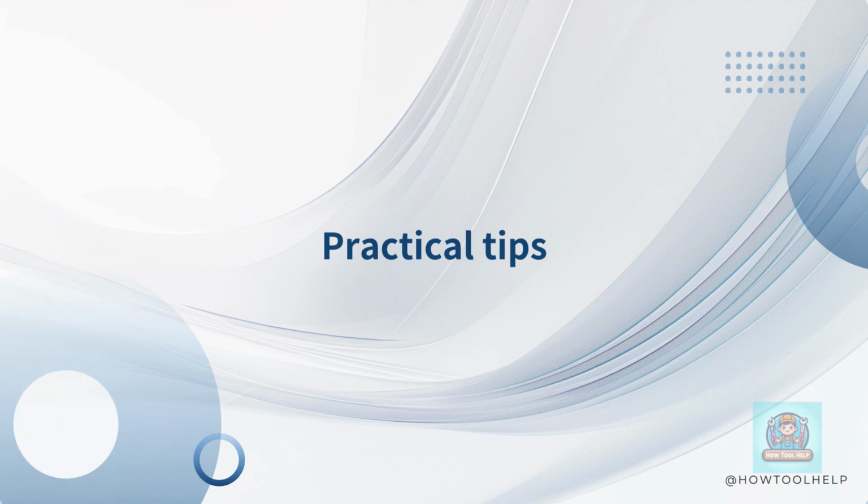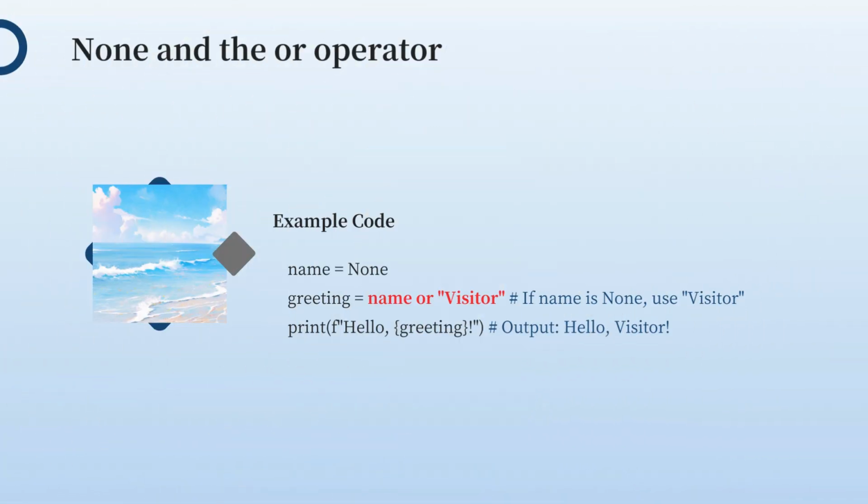Practical tips: None and the OR operator. We can also use OR to provide default values for None, which is a very practical technique. In this example, if name is None, then visitor will be used as the default value. This writing is concise and easy to understand.